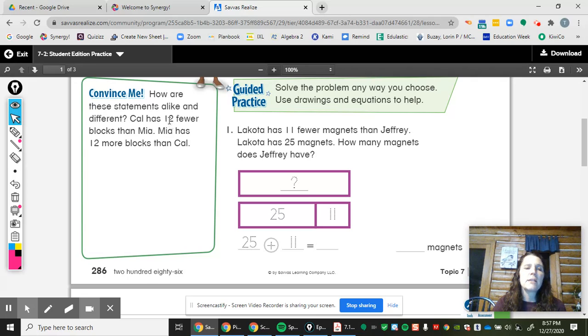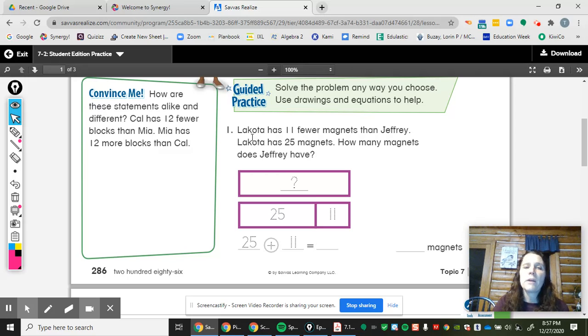Well, the first one is saying 12 fewer blocks than Mia. And Cal would have less, right? Because he's got 12 fewer. But in the second one, Mia has 12 more blocks than Cal. So again, the second one is showing us that Mia has more blocks. So that's actually how they're alike. But in the first one, they used the word fewer. In the second one, they used more. So you can write the statements in different ways, using the words fewer, using the words more in problem solving.